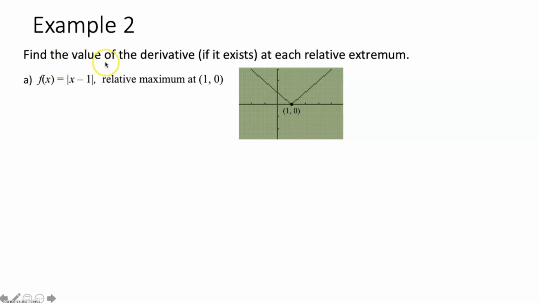Now, example 2 says find the value of the derivative if it exists at each relative extremum. So we're doing the same thing.